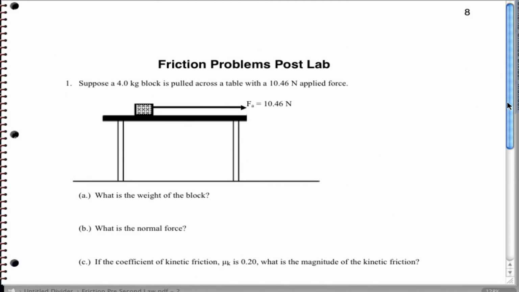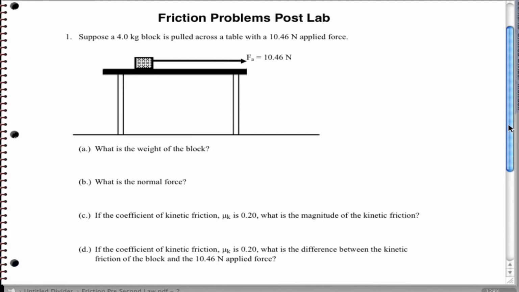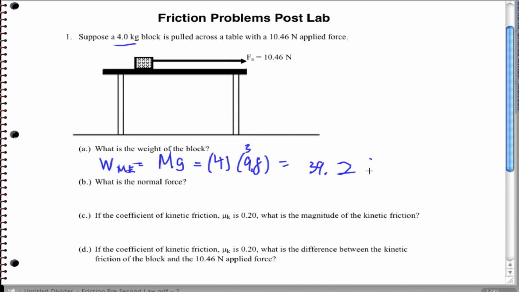So this is a problem that we actually had in class, and what I want to do is just show you now how all these equations we came up with in the lab relate to a specific problem. So you tried to do these in class, but what I want to do is show a little discrepancy that's going to lead us to our next experiment that we're going to do next time. So the weight of the block is going to be the weight of the mass due to the Earth. That's going to just be given by the formula mg. So that's going to be 4 kilograms here, times 9.8, and we're going to get 39.2 newtons.